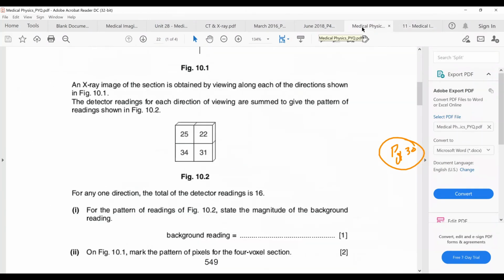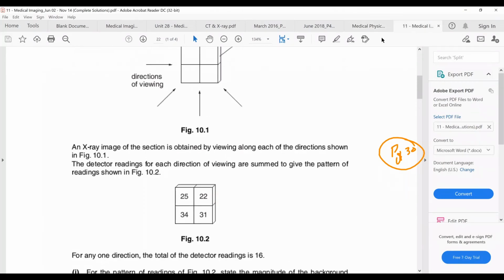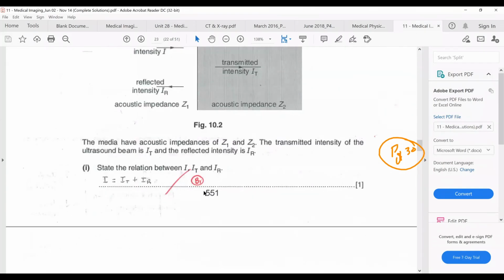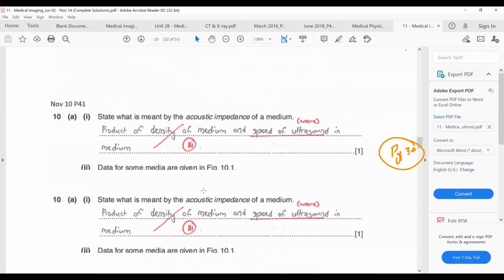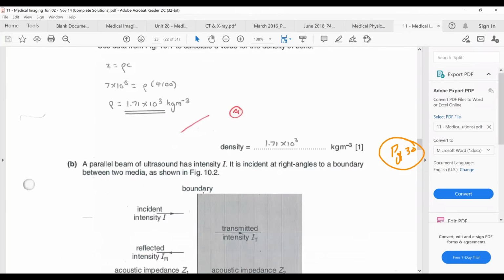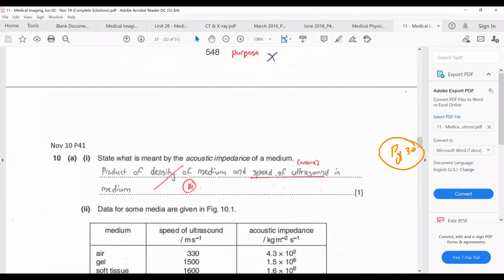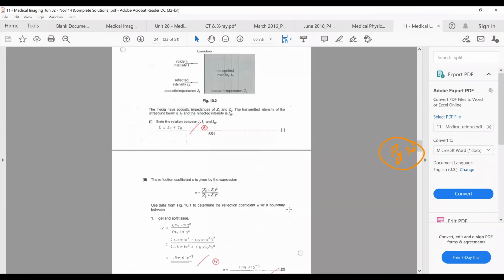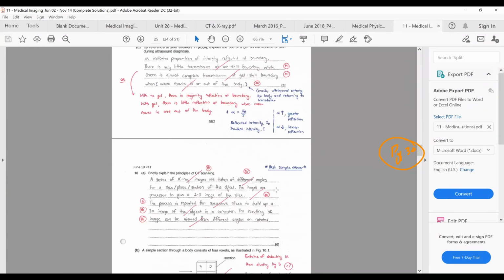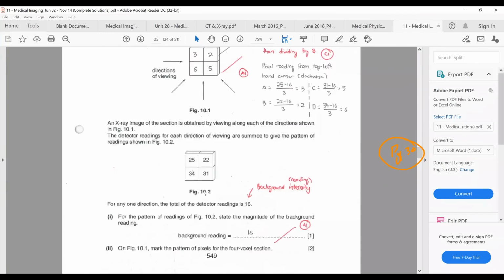Hey, wait a minute. This is page 549, but I don't have 549 here. Wait, something is wrong with my question. Oh, 549 is here, sorry.